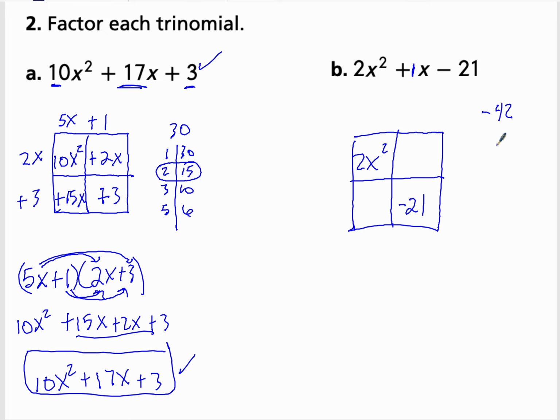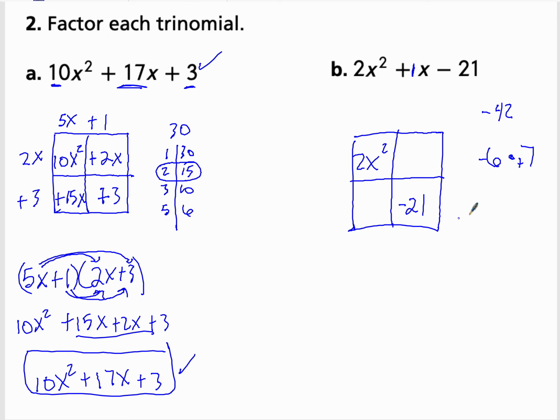Okay. So 1 and 42 doesn't do it. 2 and 21 doesn't do it. 3 and 14, 4, 5, 6, 6 and 7. Okay, so 6 times 7 gives me 42. And then I just need to decide which one of these two needs to be positive and which one needs to be negative. Since this number is negative, it has to multiply to a negative, which means one of them is positive and one of them is negative. Well, this needs to be positive, so I need a plus 7 or a positive 7 and a negative 6. Negative 6 times positive 7 would be negative 42.